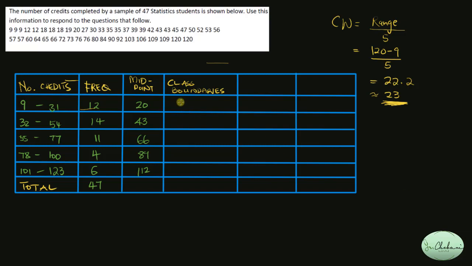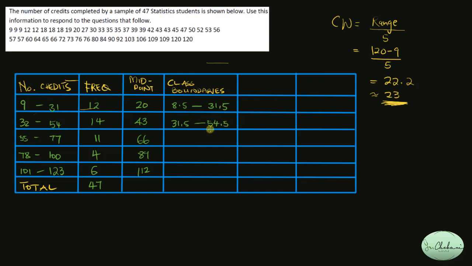Okay, so the lower boundary of the first class will be 8.5. The upper boundary of the first class is a number midway between 31 and 32, right? So that number is 31 plus 32 divided by 2, which is 31.5. Okay, and then for the second class, we have 31.5 all the way to a number that is midway between 54 and 55, right? So that is 54.5.